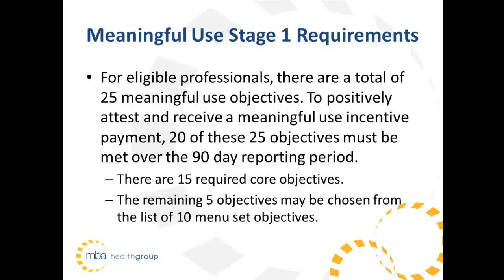As many of you know, meaningful use requirements include both a core set and a menu set of objectives that are specific to eligible professionals or eligible hospitals. We are focused in this webinar on the eligible professionals in an ambulatory setting. To positively attest to Stage 1 of meaningful use, eligible professionals are required to meet 20 of the 25 specified objectives. 15 are core measures required for all providers, and the remaining 5 measures can be chosen from the list of 10 menu set objectives.